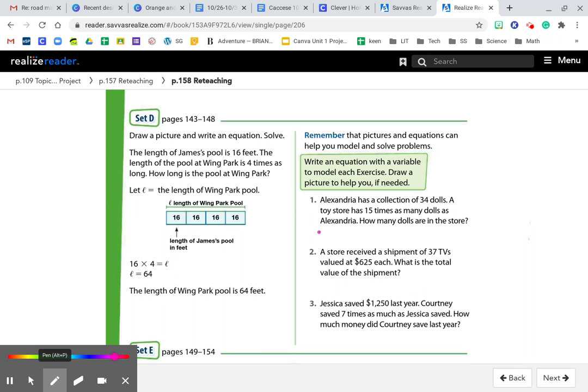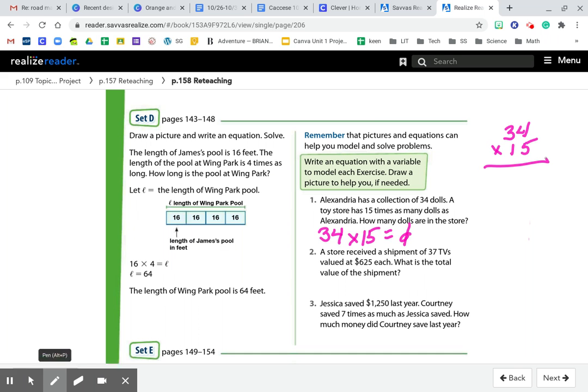So it's 34 times 15 equals some random number of dolls. And what is my answer? 34 times 15. 5 times 4 is 20. The 0 down, carry the 2. 5 times 3 is 15, plus 2 is 17. 1 times 4, which is actually 10 times 4, is 40. And 1 times 3 is 3. Add them up. So our dolls equal 510.